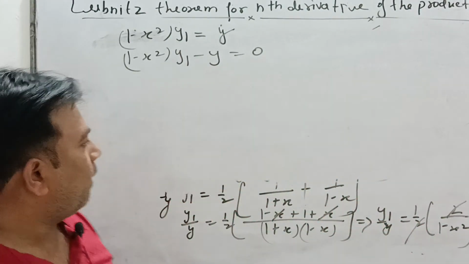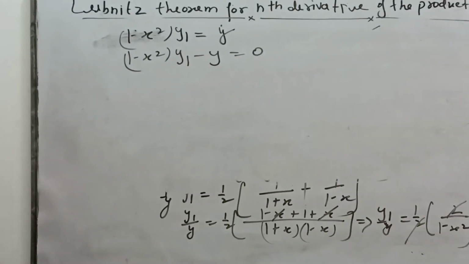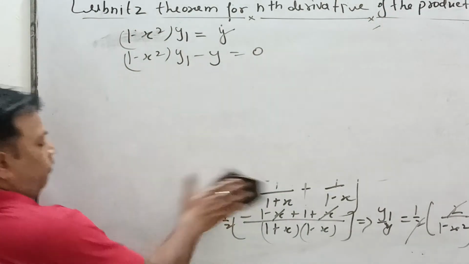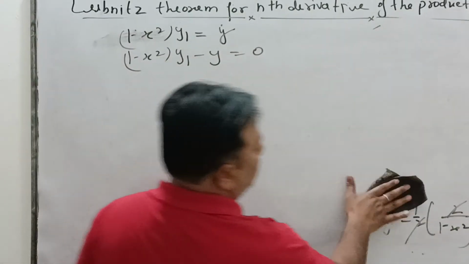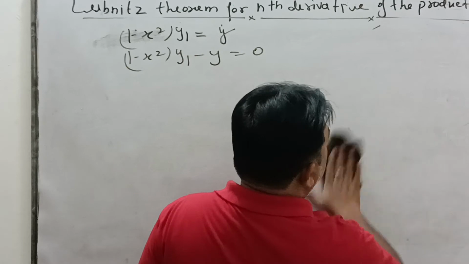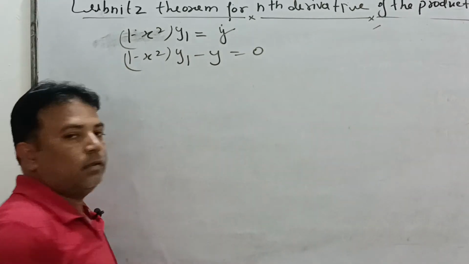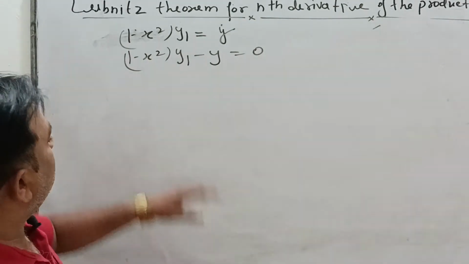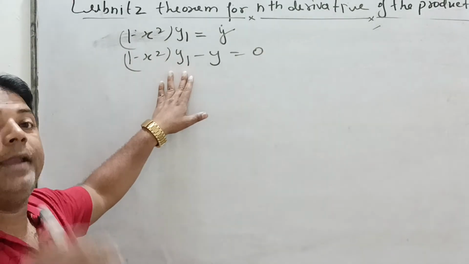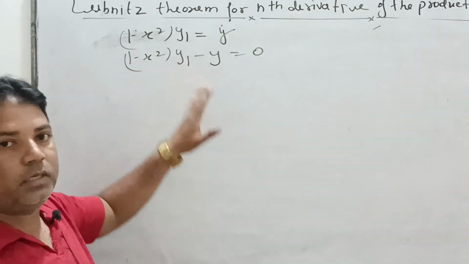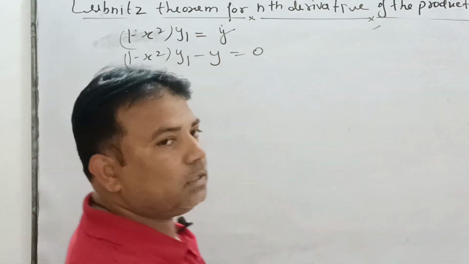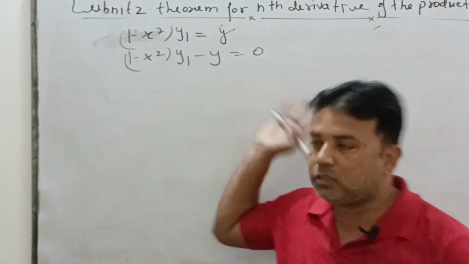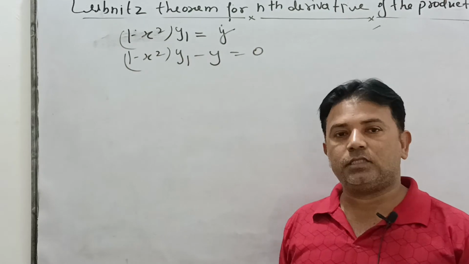We have differentiated the given equation one time, but the question says that you have to find only yn. By the Leibniz theorem we find the nth derivative, but we discuss this through n minus 1 times differentiation, so we take one less differentiation by the Leibniz theorem. Do you all understand?